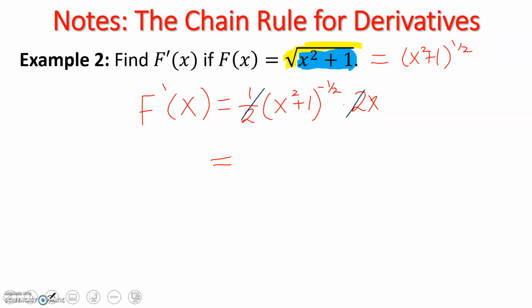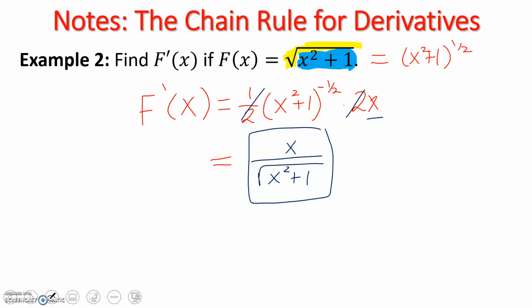And then this x squared plus 1 to the negative 1/2. Remember, the negative means it's in the denominator, and the half means it's a radical. So this is the square root of x squared plus 1 in the denominator. And then in the numerator, we're left with x. And that's it.